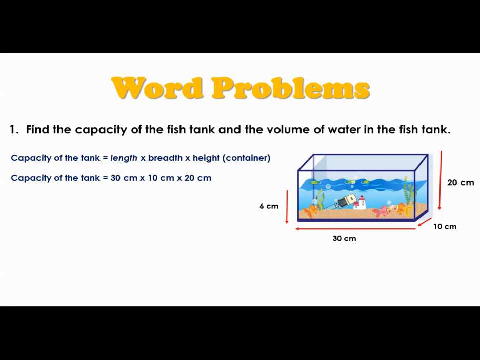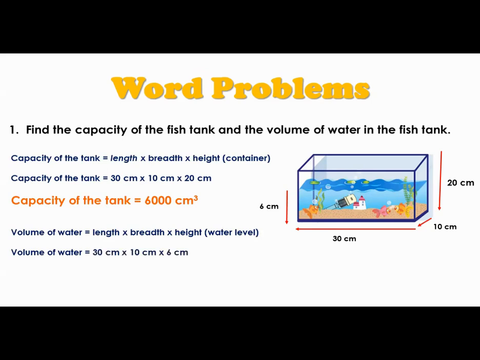So 30 times 10 is 300 and 300 multiplied by 20 gives us 6000. So the capacity of the fish tank is 6000 cubic centimeters. In order to find the volume of the fish tank, we will multiply all three dimensions, but the height would be different. Why would we consider a different height? Because of the water level, which is 6 centimeters.